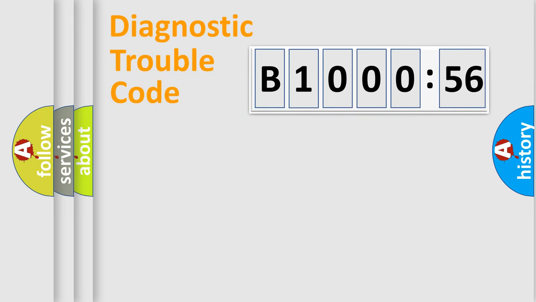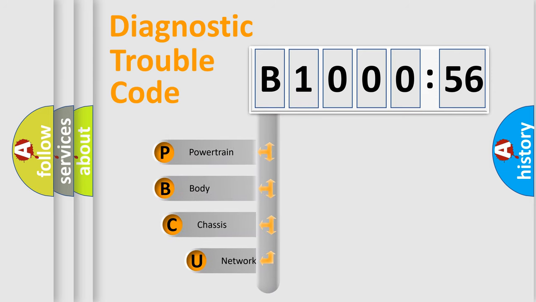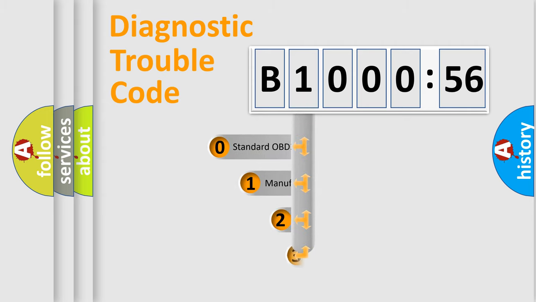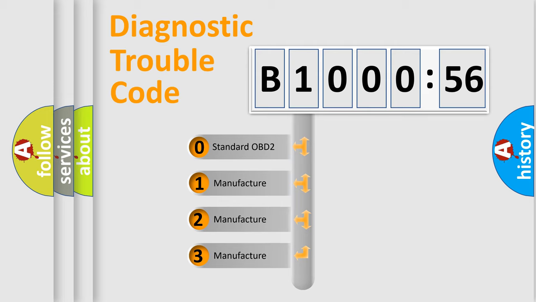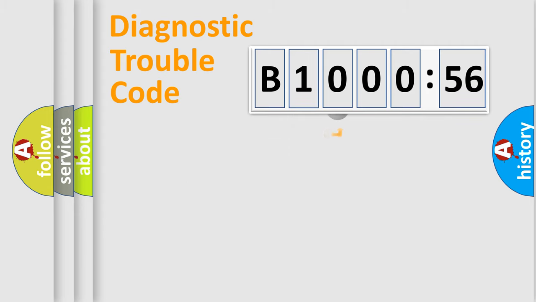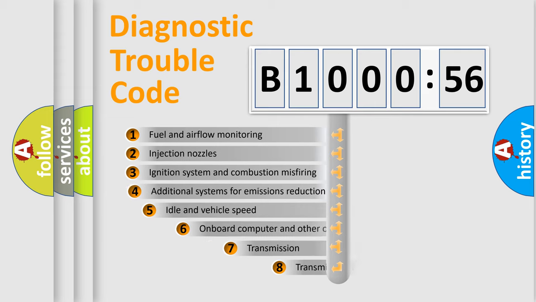Let's do this. First, let's look at the history of diagnostic fault code composition according to the OBD2 protocol, which has been unified for all automakers since 2000. We divide the electrical system of the automobile into four basic units: powertrain, body, chassis, network. This distribution is defined in the first character of the code. If the second character is zero, it is a standardized error. In the case of the numbers 1, 2, 3, it is a manufacturer-specific error.